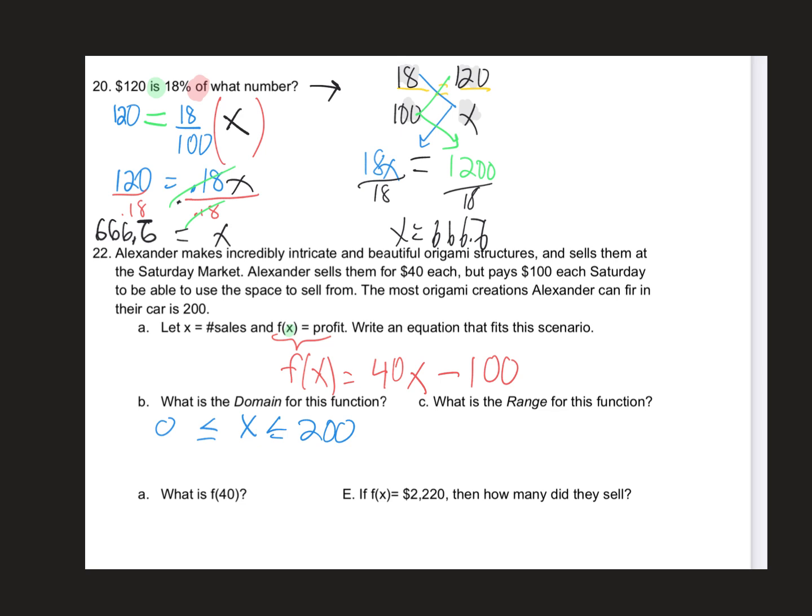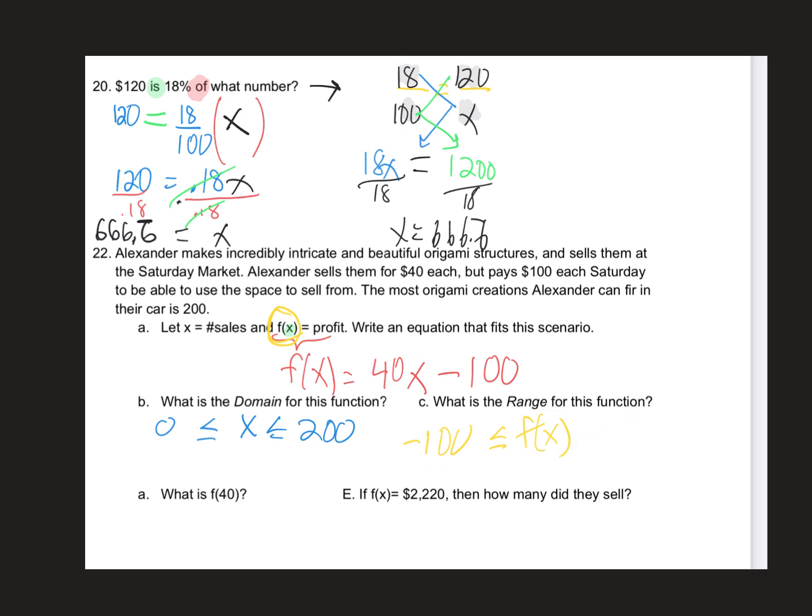The range is going to talk about the output, and the output is this whole thing, the profit. All right, if we get skunked, then we made $0, but we still had to pay for the rental space. 0 minus 100, negative 100. We'd be out $100. So the very smallest output value is we lose $100.